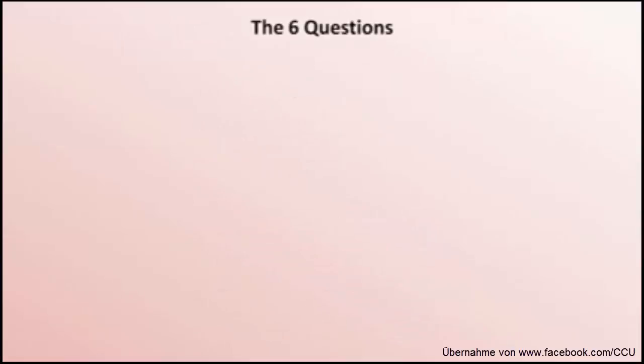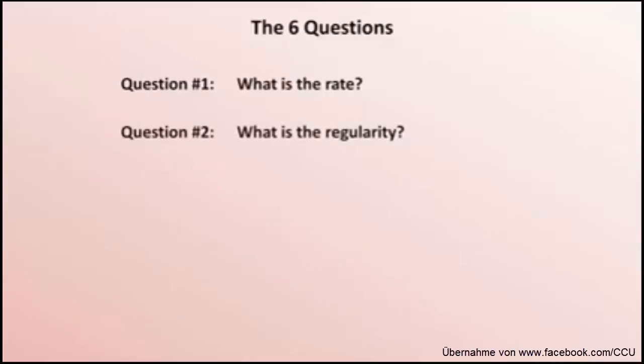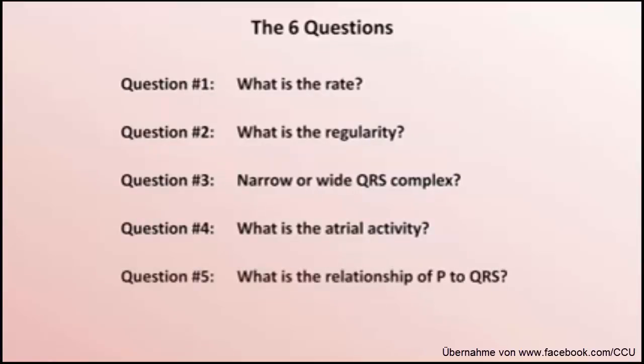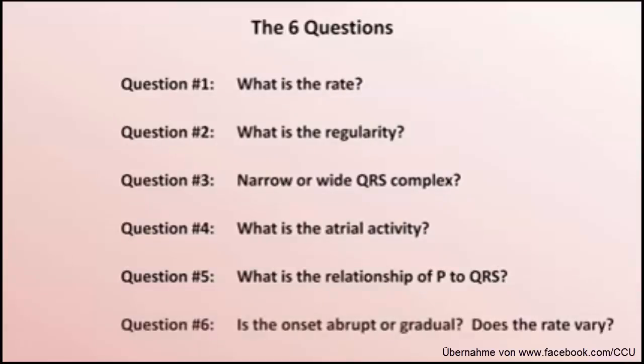So what are the important questions? Question 1. What is the rhythm's rate? Question 2. What is the regularity? Number 3. Is the QRS complex narrow or wide? Number 4. What is the atrial activity? Number 5. What is the relationship of P waves to QRS complexes? And finally, a 2-part question: is the onset of the rhythm abrupt or gradual, and does the rate vary? I'll discuss the significance of each question one at a time.